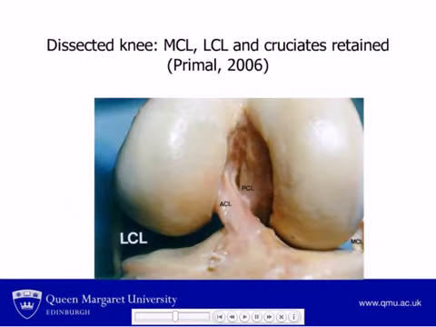Slide 17. The cruciate ligaments are intracapsular. They cross over within the knee joint, and that's where the name comes from. Cruciate, cross.